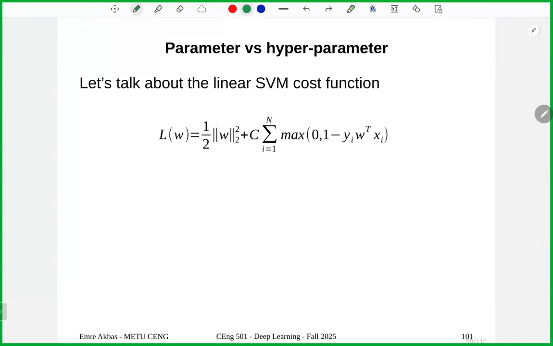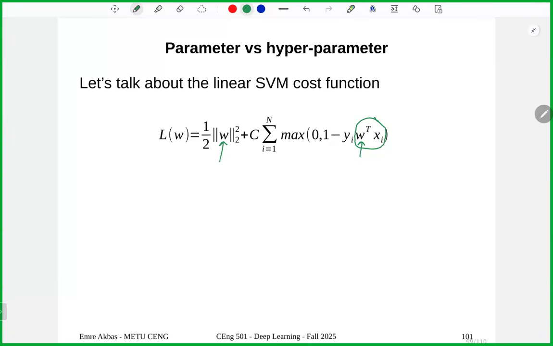So let's talk about the distinction between parameter and hyperparameter. Are they different? They are different. And in linear SVM cost function, W is a learnable parameter because it's a model parameter, right? What is the model? The model is the process that processes the input data. So W is a model parameter.